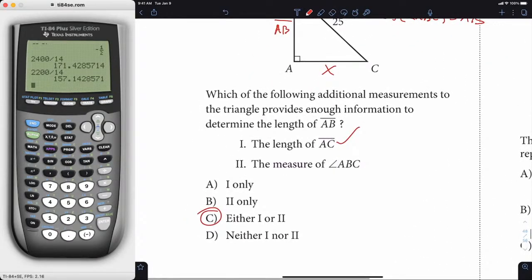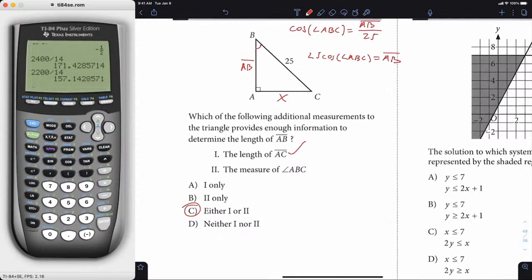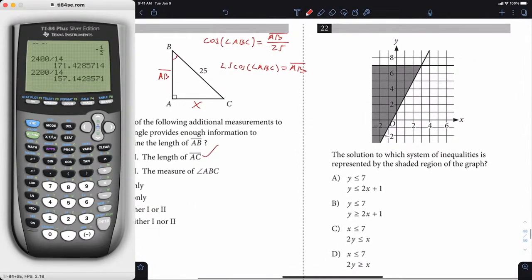Which of the following additional measurements of the triangle provides enough information to determine the length of AB? Okay. I know 1 is correct. Either 1 or 2? Yeah. Okay. Sorry, I don't know. That was just weird wording on their part.